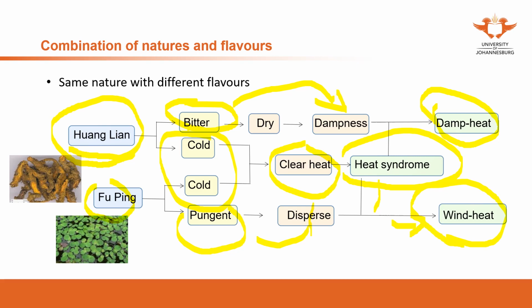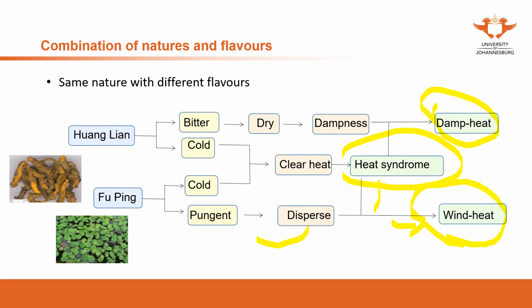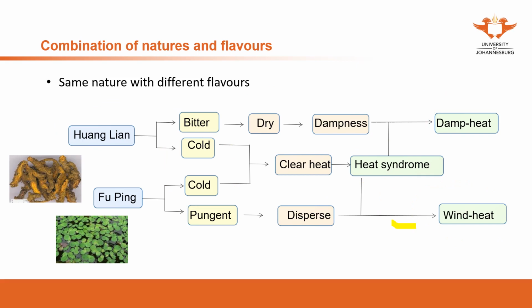For example, if the patient suffers from flu or common cold or coughing due to wind heat, then you can use Fuping. A patient suffering from diarrhea, especially with a heavy sensation in the anus, that's due to damp heat. Then we can use huanglian. So although these 2 herbs have the same nature, because of the different flavors, they have different functions, and we will use them in different situations.